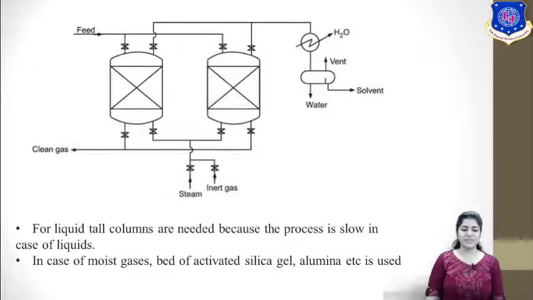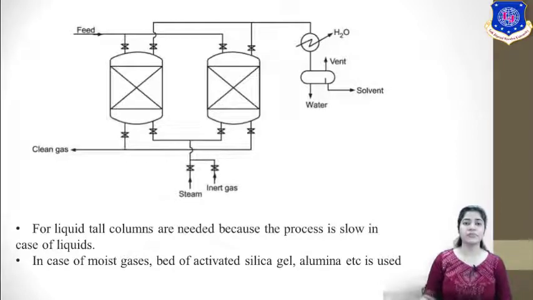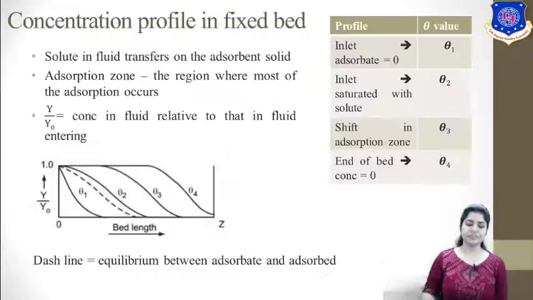Here you can see this is the fixed bed adsorber, and how two adsorber beds are kept. For liquid, tall columns are needed because the process is slow in the case of liquid. So if you are using adsorption for a liquid solution, then tall columns are used. In the case of moist gases, a bed of activated silica gel or alumina is used, right?